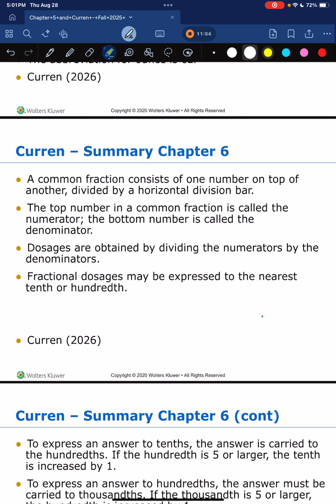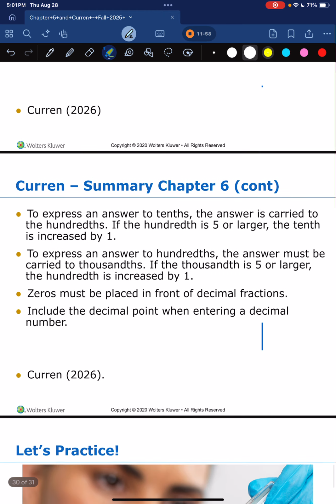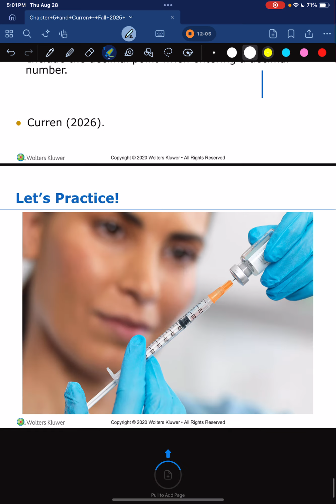Good. This is rounding, leading and trailing zeros. Please don't forget your decimal point. Let's do some practice.